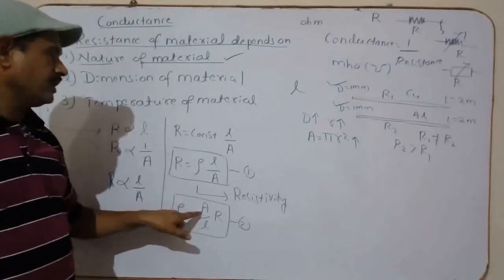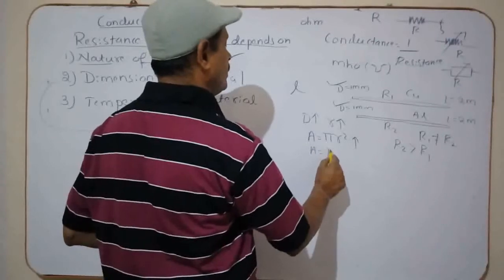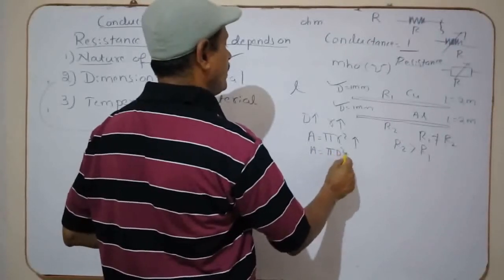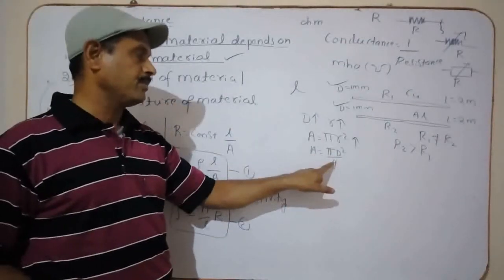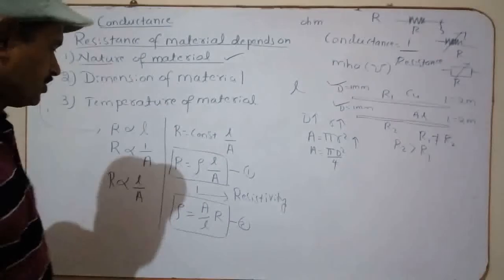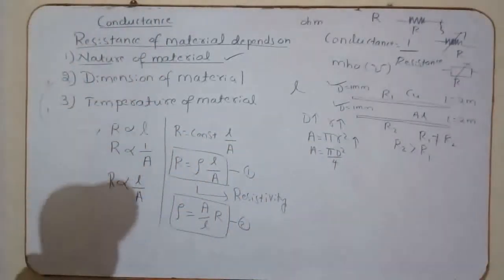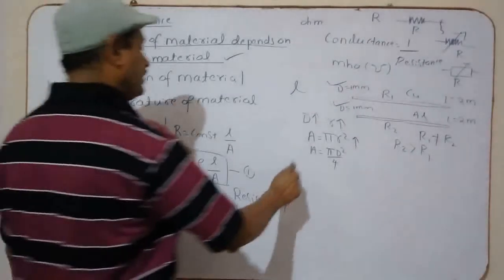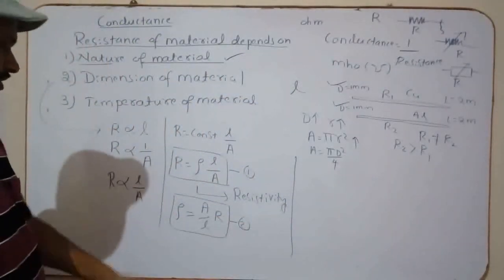Suppose you substitute the area either pi r square or pi d square by 4. Area in terms of diameter can be written like this, in terms of radius like this. That is the cross section area. Then we can substitute it here. Now you define the resistivity.